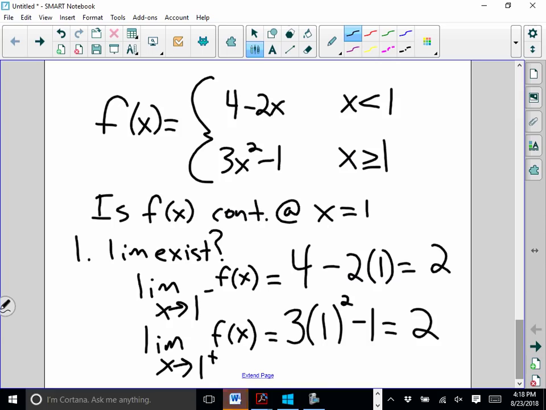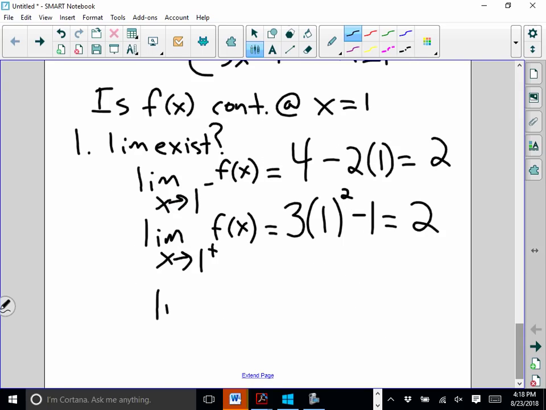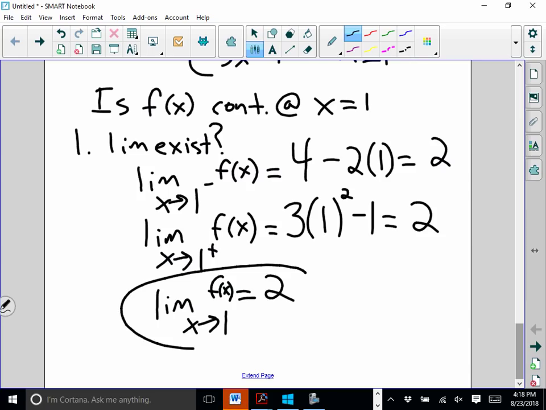Now, what do we know if the left-hand limit equals the right-hand limit? Well, what can we jump to? We can jump to this statement right here. The limit as x goes to 1 of f of x equals 2. So our piecewise function passes qualification number 1. Okay? The next thing that we have to prove is step 2, which is that the function is defined.